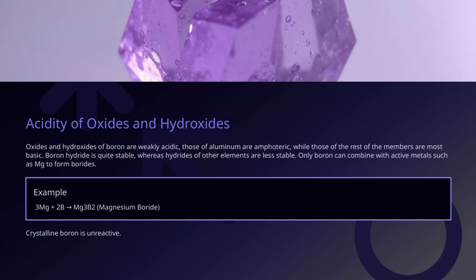Finally, only boron can combine with highly active metals like magnesium to form borides, highlighting its unique ability to create such compounds. This overall behavior of boron, its unreactivity in some forms yet ability to form stable compounds with active metals, fits into the broader theme of its versatile but distinctive chemistry.